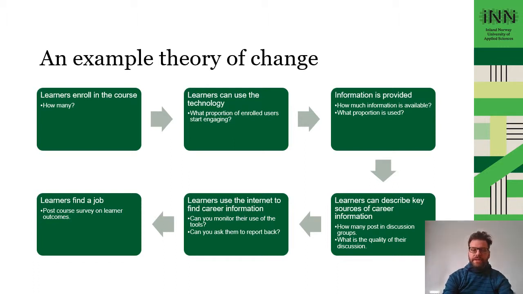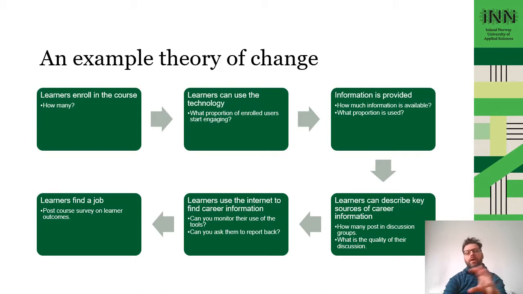And we say, well, okay, if learners are going to find a job, we would want them to be using the internet to find career information. Now, of course, we might want them to be doing other things as well, but that would be one of the key things. We would then say, well, okay, if they're going to be using the internet to find career information, we would want them to be able to describe some of the key sources of career information. And in order to do that, we would need to have provided them with some information or sources of information. But if we're going to be running some kind of online course, perhaps, to teach them this, we need them to be able to use the technology, and we also, first and foremost, need them to be enrolled in the course.